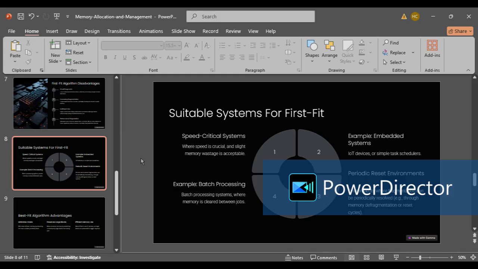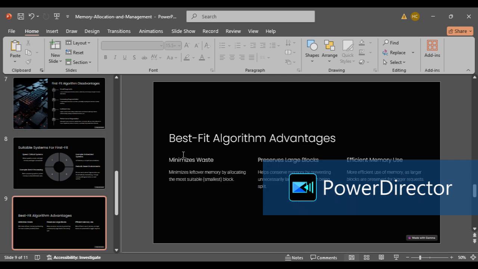Now let's look at the advantages of the best fit algorithm. One, it minimizes leftover memory by allocating the most suitable blocks. Two, it helps conserve memory by preventing unnecessarily large blocks from being split. Three, it is a more efficient use of memory, as large blocks are preserved for bigger requests.